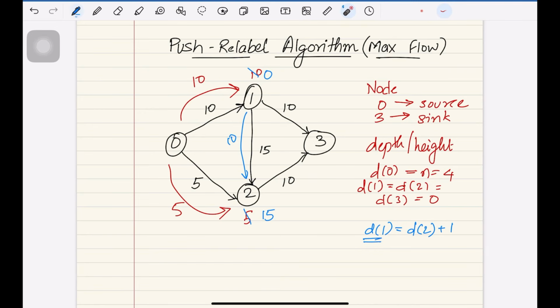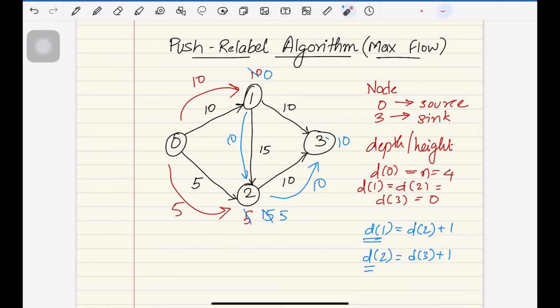Now this is where we need to make the change, where d of 2 becomes d of 3 plus 1, right? So d of 2 is now higher, the node 2 is at a higher height, so we can send it. So what we are going to do is send 10 to 3. Okay, so at 2 we have 5 left, at 3 we have 10. Okay. So once that is done, this becomes 5.